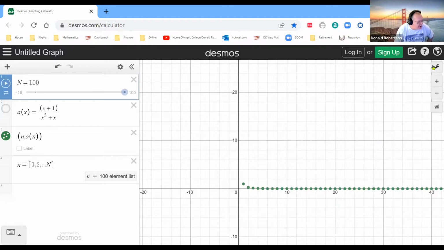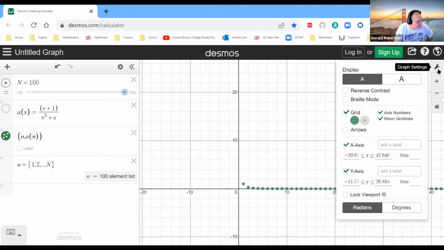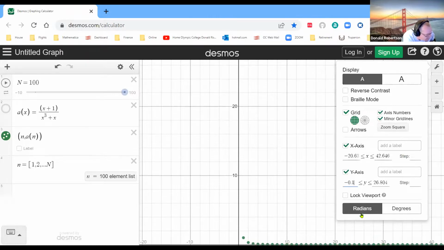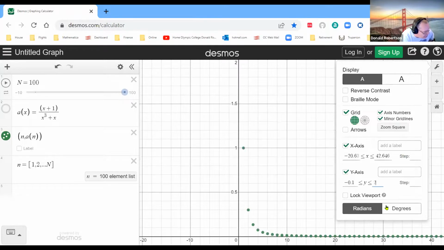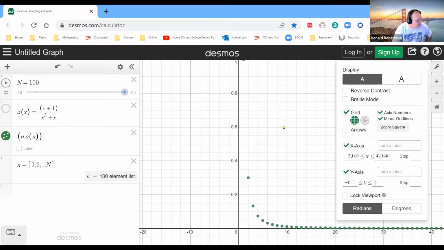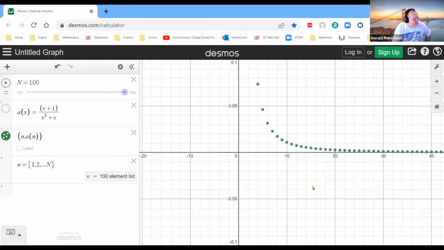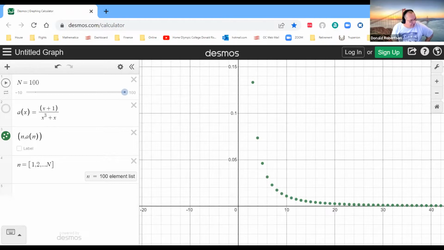If you don't like your scale, hit the little graph symbol, go to the y value, and just put in something like maybe negative 0.1, and on this side, maybe just put in 1. In fact, maybe put in nothing, 0.1. There, that's a little bit clearer. Do you get a better idea of what the sequence looks like? Although I might lose a couple of terms up the top. There they are, can you see them now?